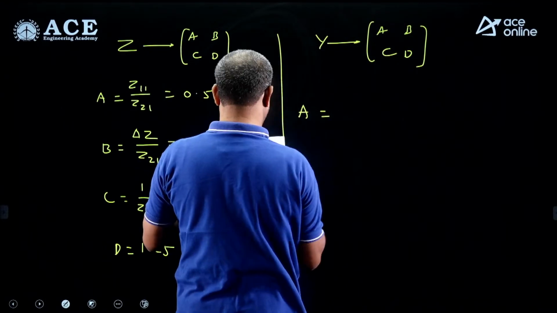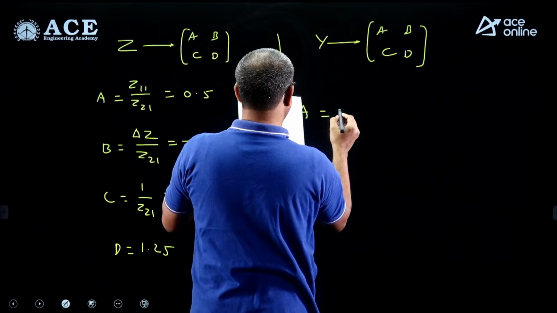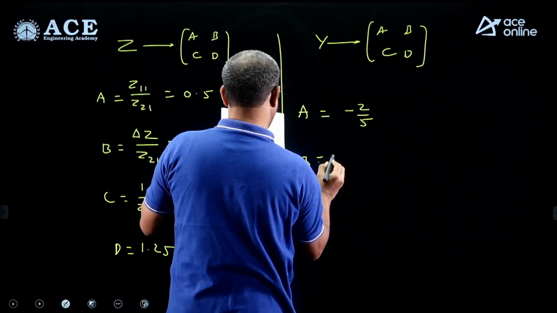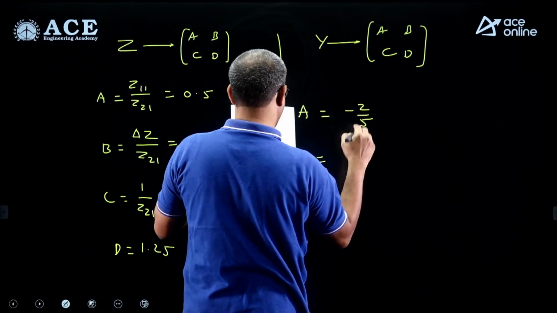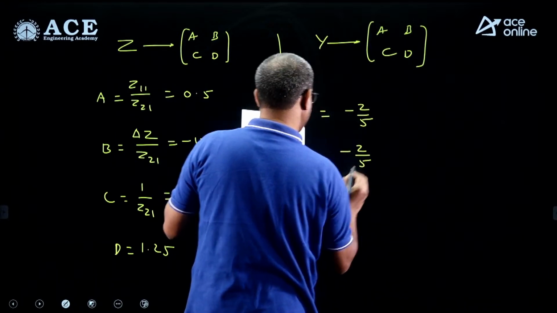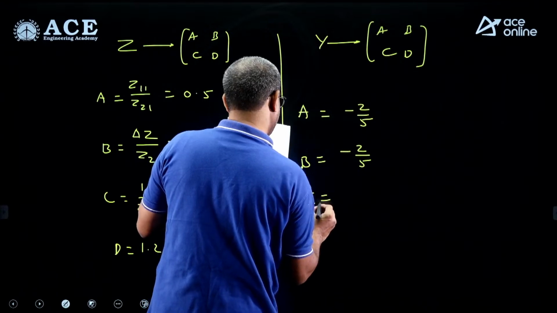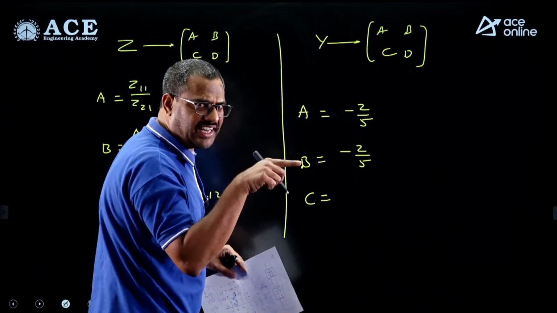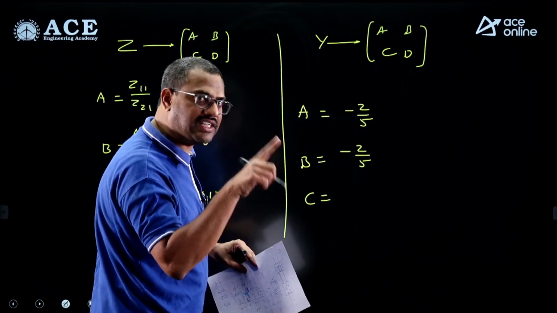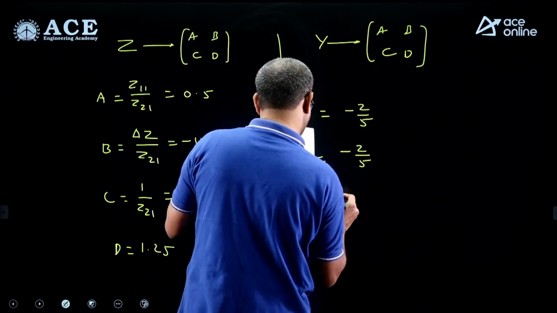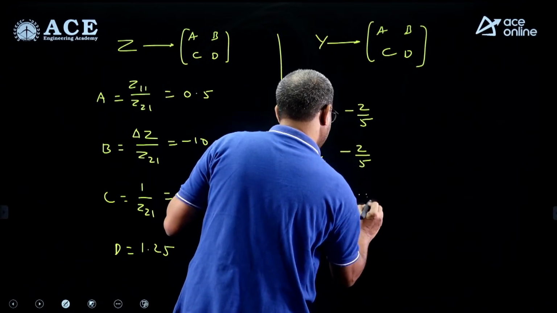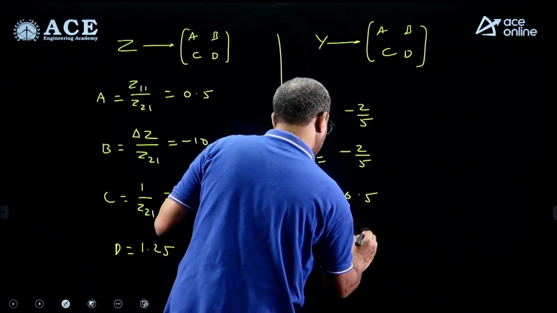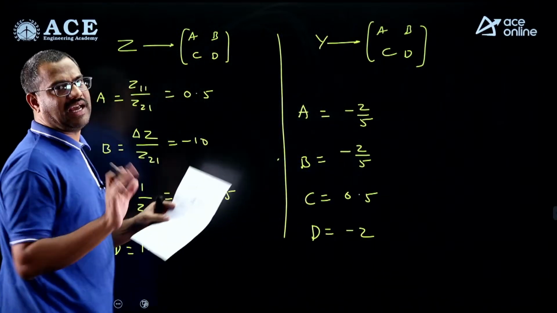So here the ABCD parameters are: A is minus Y22 by Y21, that is minus 2 by 5. B is minus 1 by Y21, this is also minus 2 by 5. C is minus delta Y by Y21, what is delta? Delta is nothing but the determinant of the matrix, Y11 Y22 minus Y12 Y21. So minus delta by Y21, that is nothing but 0.5. And D is minus Y11 by Y21, which is minus 2. This is the data available.